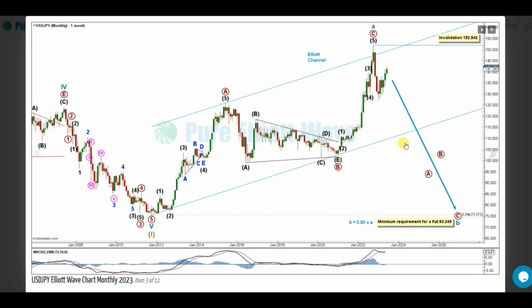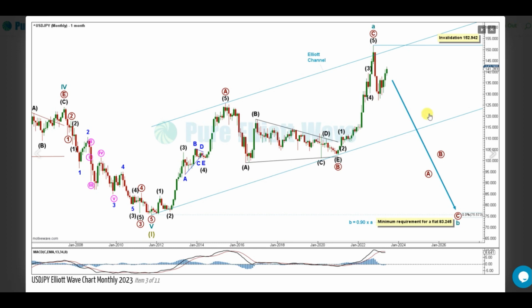So we're going to be labeling this A, B, C, subdividing as a motive structure for A, which will consist of 5 waves down. The invalidation for this count sits just above at 152.942, so not too far off to the upside.